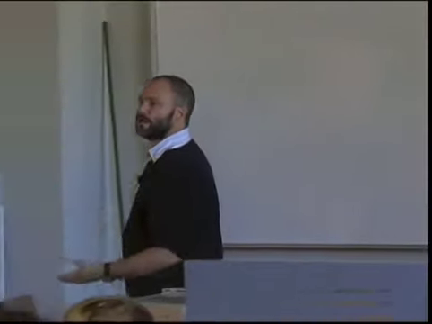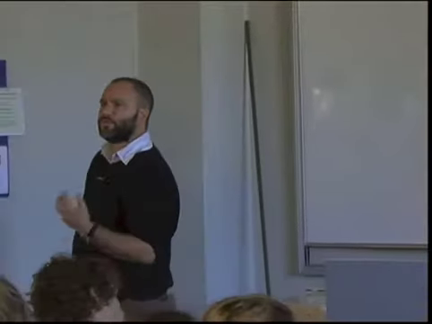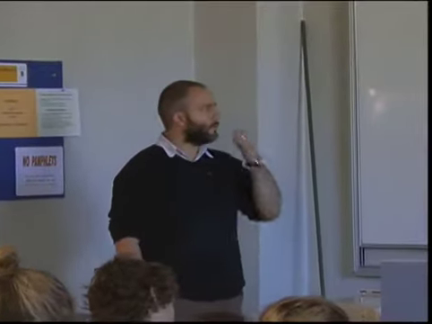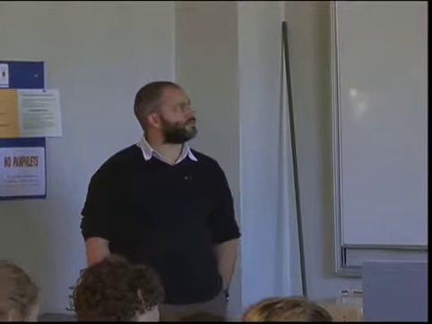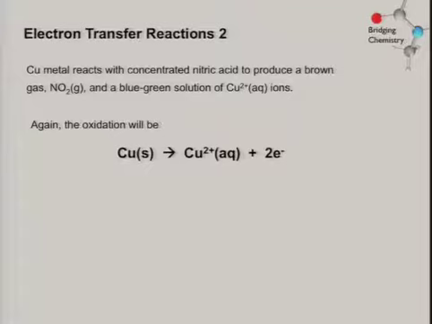And so using the sorts of ideas that we developed yesterday, we could look at this and say, well, what are the half equations going to be? What's being oxidized? What's being reduced? And so the straightforward one's going to be the copper. Obviously you start with a piece of copper metal, so that's copper atoms in the metal, and that turns into copper 2+ ions. And so we could write an equation like this. Copper solid goes to copper 2+ plus 2 electrons.